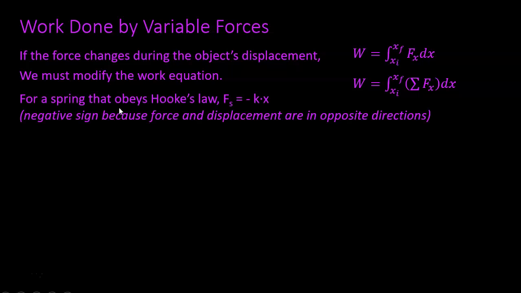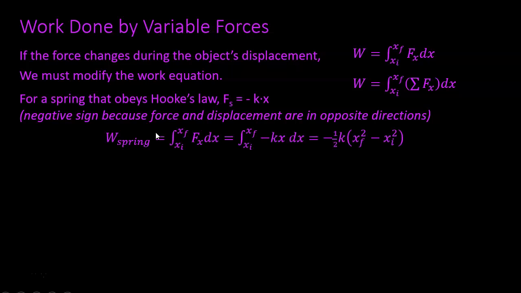Springs are a popular example in AP Physics to use when studying varying forces because the force exerted by the spring is proportional to the displacement of the spring from its normal or equilibrium position. The negative sign in front of the spring constant exists because the force the spring exerts on the object is going to be in the opposite direction of the object's displacement. Here's our generalized integral equation for work performed by a spring.